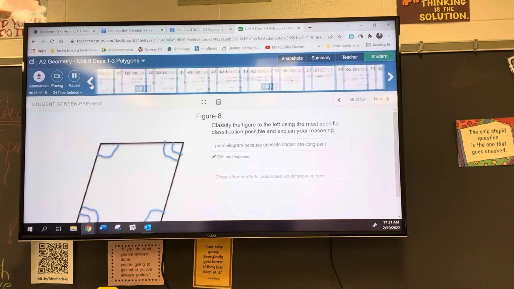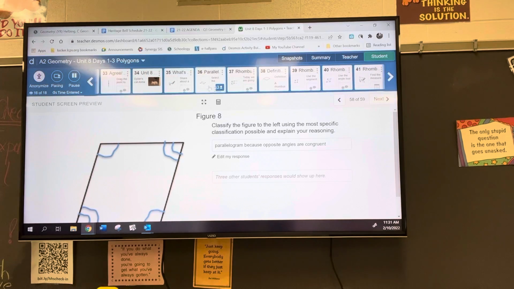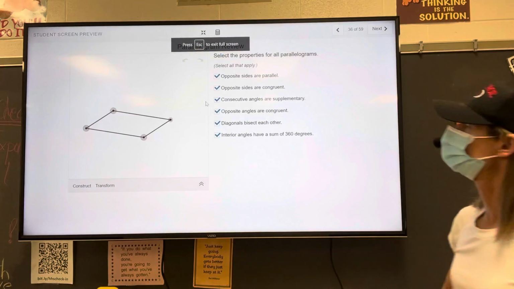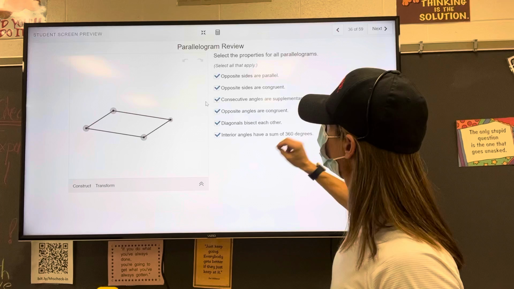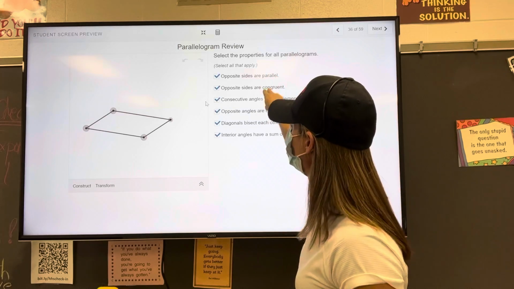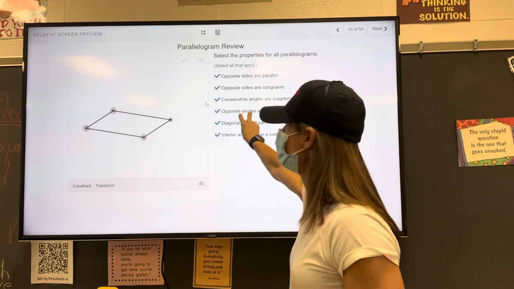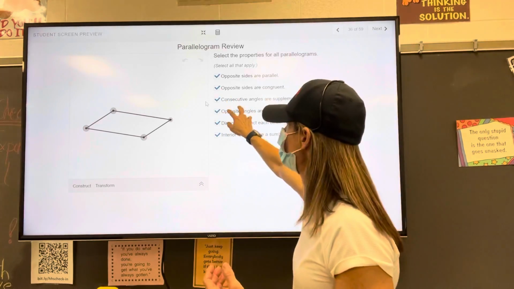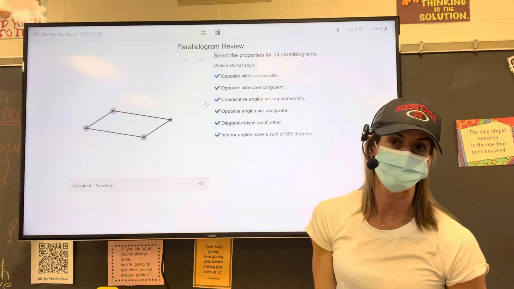And I'm taking you back to the very first slide from today. Here it is. The parallelogram review. In order for a quadrilateral to be a parallelogram, opposite sides are parallel, opposite sides are congruent, consecutive angles are supplementary, opposite angles are congruent. So we were told that the opposite angles are congruent. It's a parallelogram. I don't know anything else. Are we good?